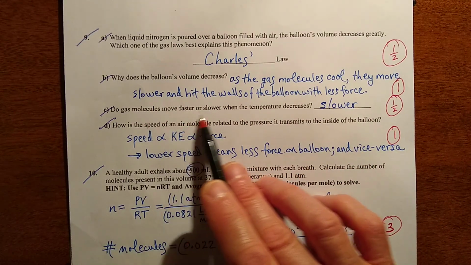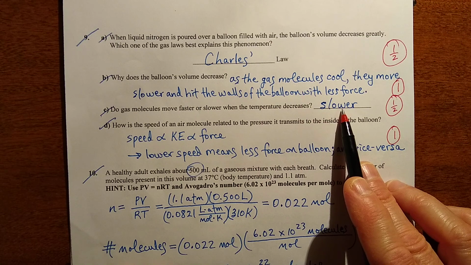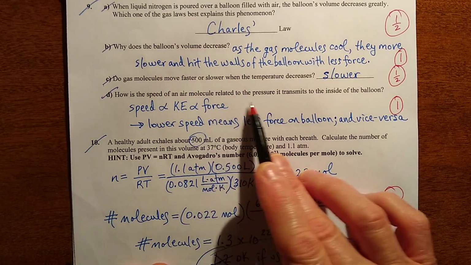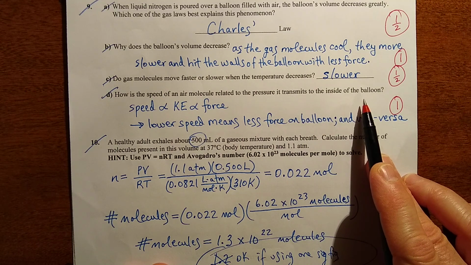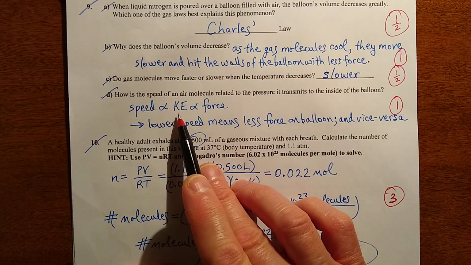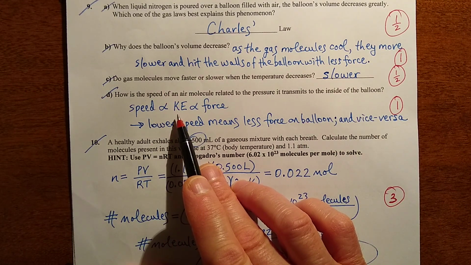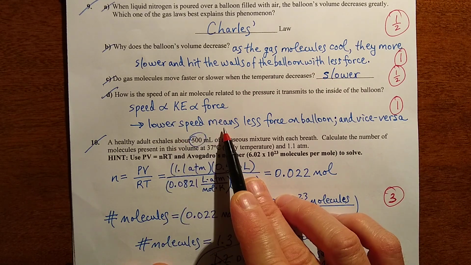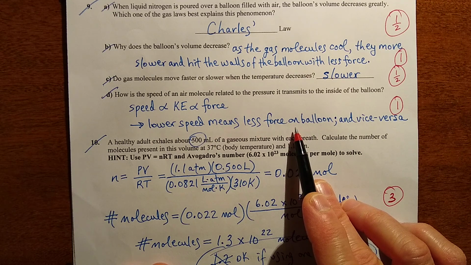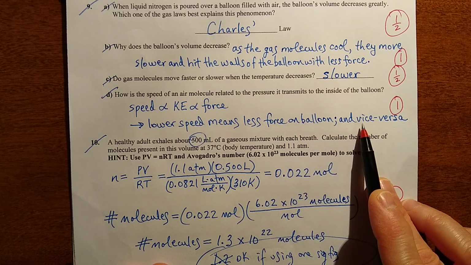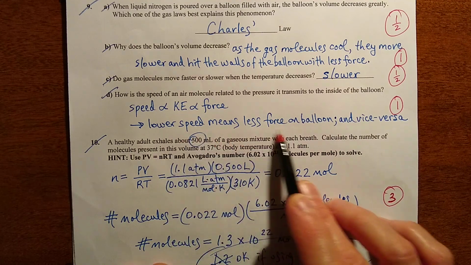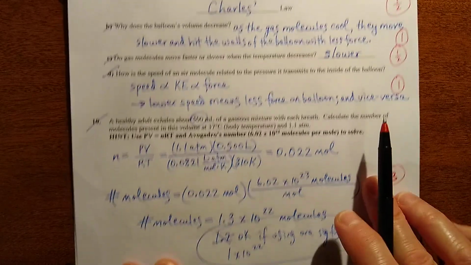Do gas molecules move faster or slower? Obviously, they move slower when the temperature drops. How is the speed of an air molecule related to the pressure it transmits to the inside of the balloon? Speed is proportional to kinetic energy, which is proportional to force. So the lower the speed means less force is imparted to the balloon, and vice versa. The higher the temperature, the higher the speed, the more force, the pressure goes up.